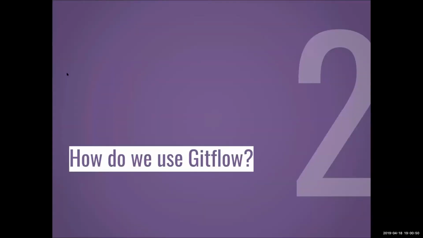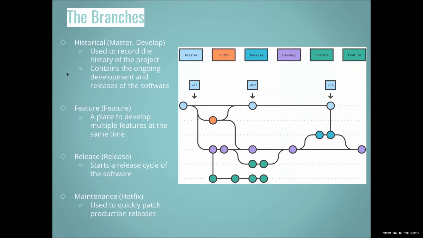So how do we use GitFlow? This is a different graphic that represents the same thing that we saw earlier, but I think it's a little bit cleaner. Fundamentally, we need to understand that GitFlow has concepts of historical branches, which are the master and develop branch. Sometimes master can be known as main. They're used to record the history of the project, and they contain the ongoing development and releases of the software. Then there's the idea of temporary branches, which are the feature, release, and hotfix branch, the maintenance branch.